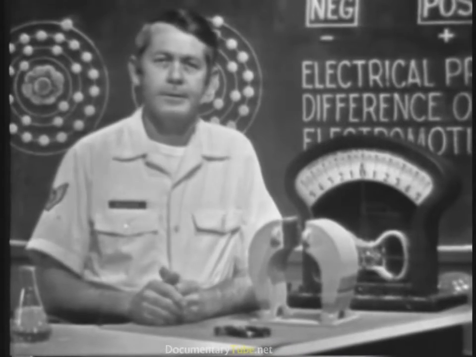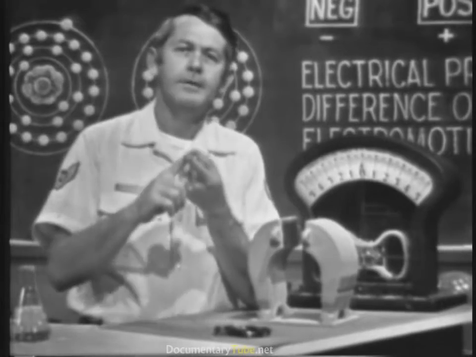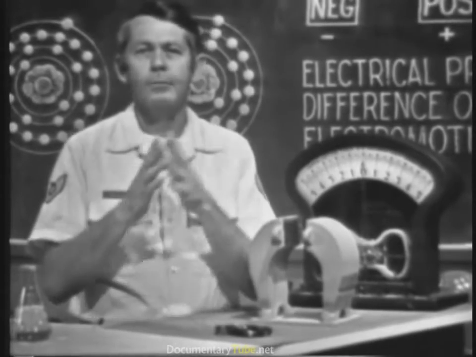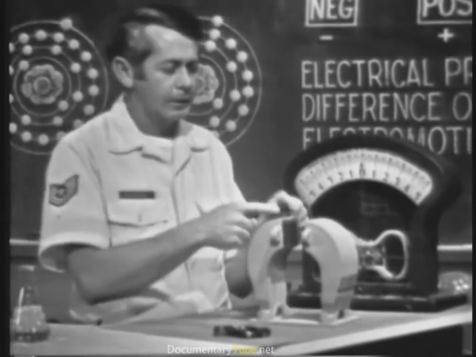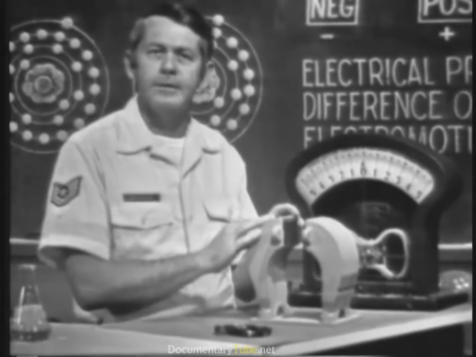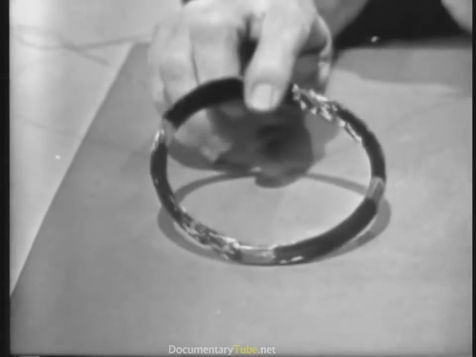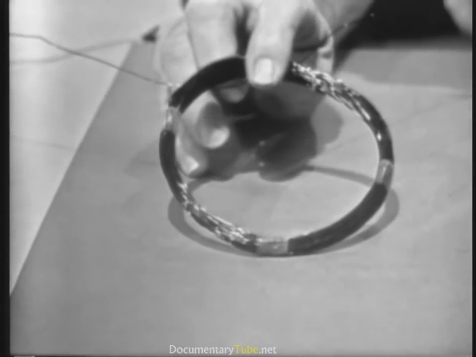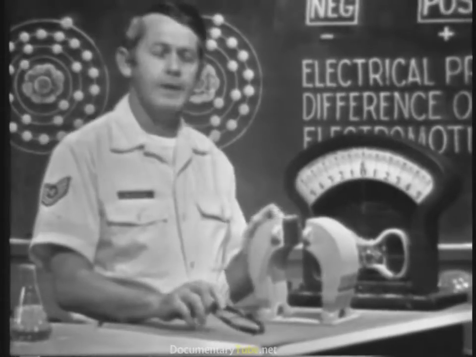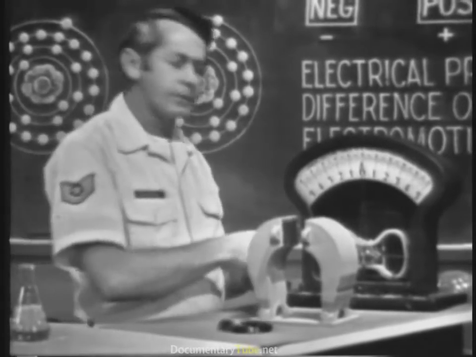Let's demonstrate this method. Now remember, we need a magnetic field, a conductor, and motion between the two. Well, here's a magnet. It'll give us the magnetic field. This coil of wire, insulated wire, is a conductor. To check for a voltage, I'll connect the conductor across the meter.